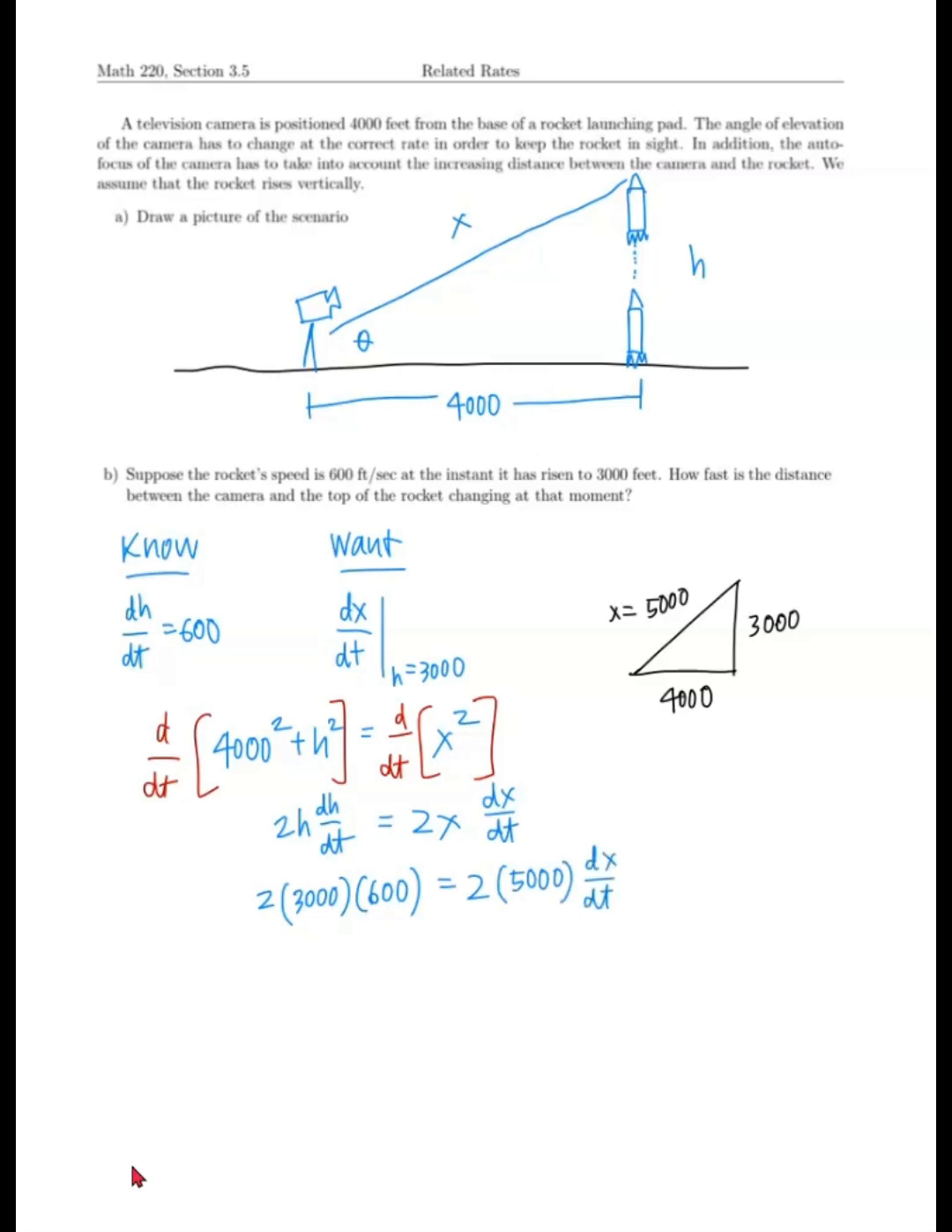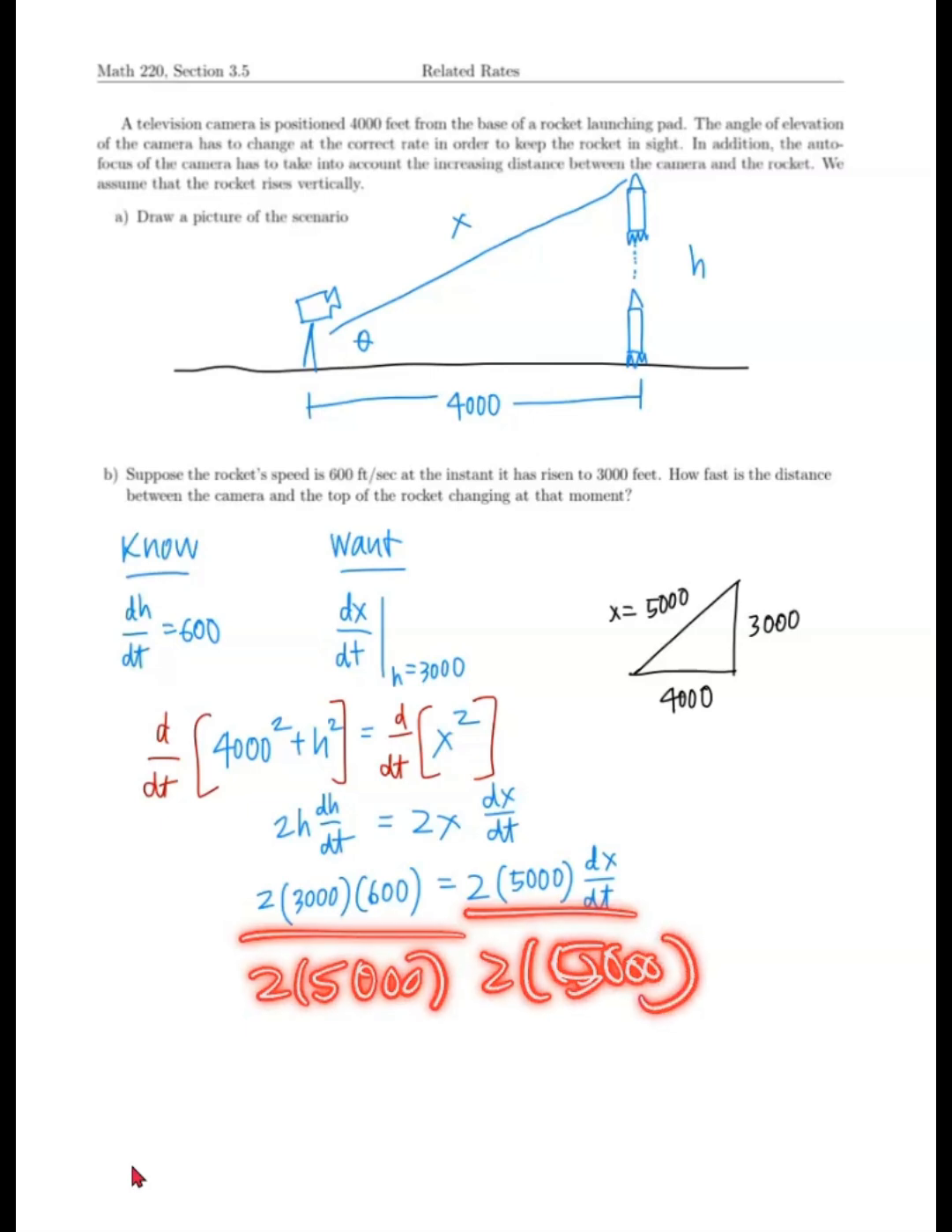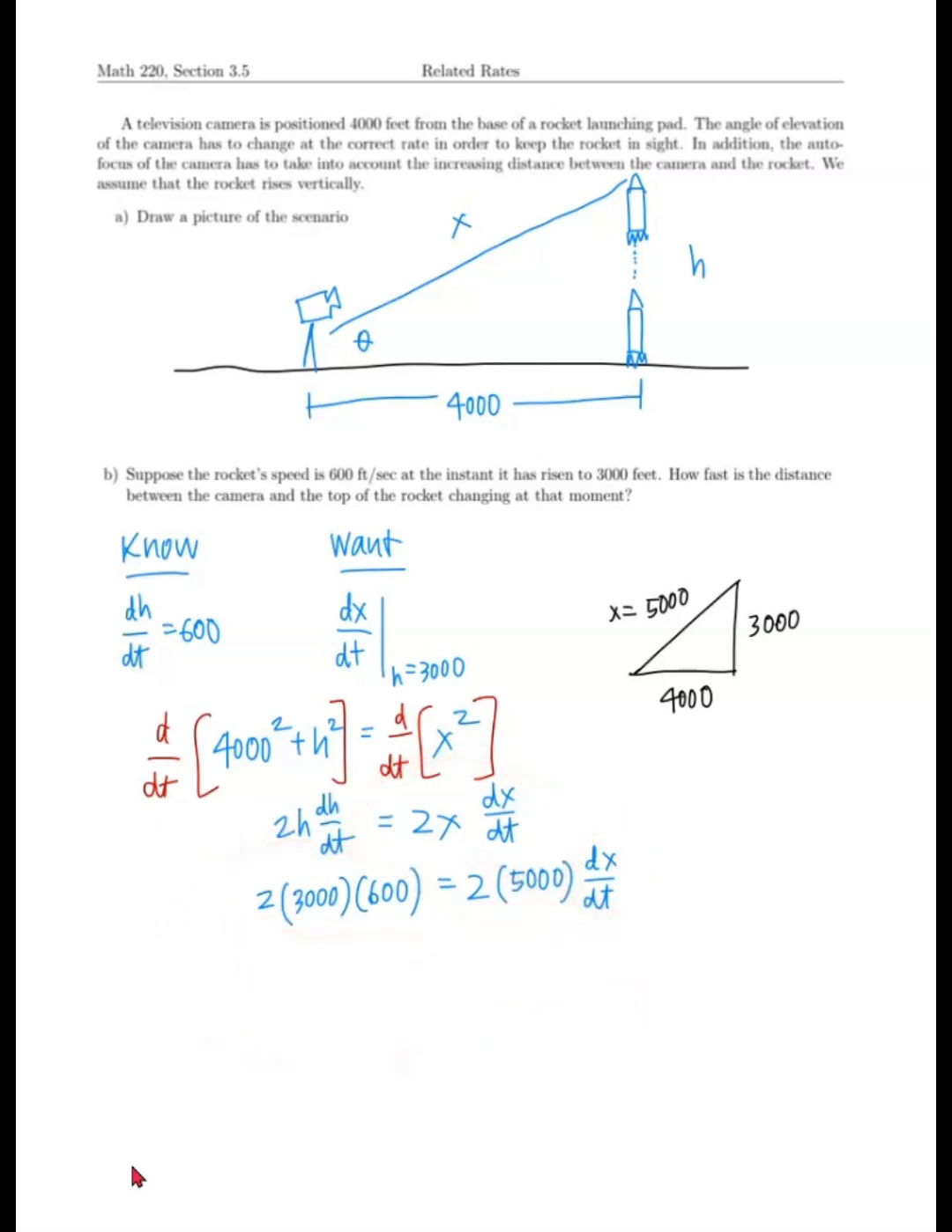If we solve all of this, we're just going to divide both sides by 2 times 5,000, which is 10,000. Those cancel. We have dx/dt equals all of this. And when we calculate that, dx/dt will equal 360 feet per second. So at that instant, this is how the distance between the camera and the rocket is changing.